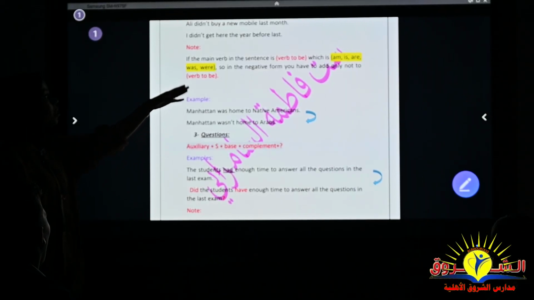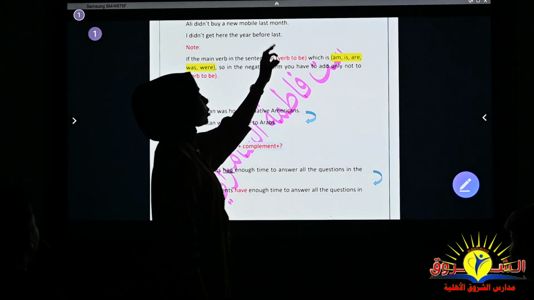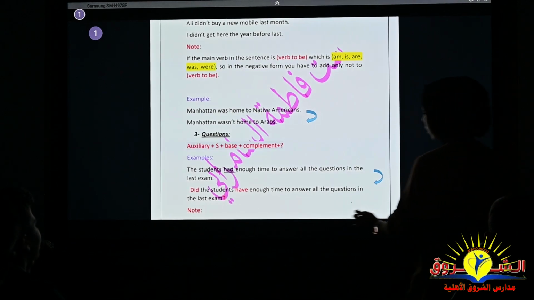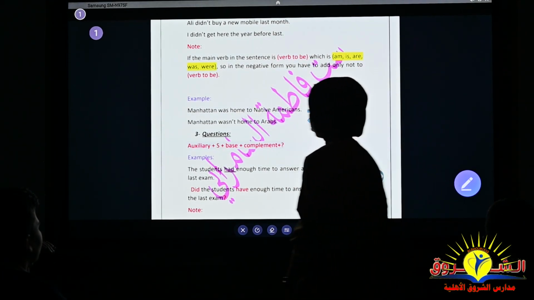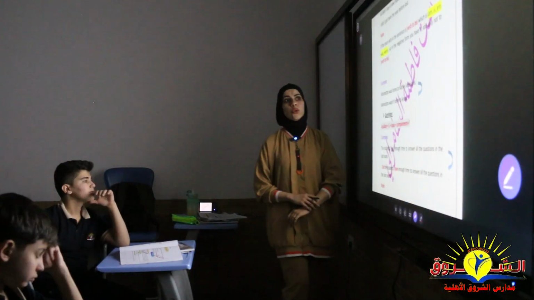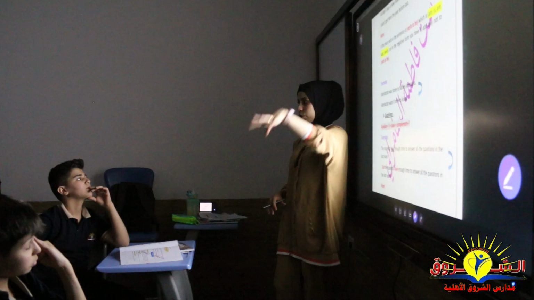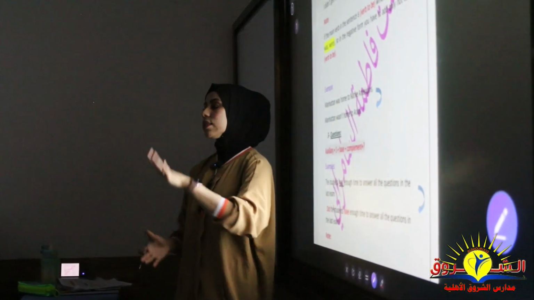We have a note here. If the main verb in the sentence is verb to be, as I told you, لما عندي الفعل الرئيسي بالجملة يكون verb to be, which is am, is, are, was, were, and if you want to make the sentence negative, just add not to verb to be without using didn't. Okay? اللي هي نفس القاعدة اللي شرحتها. من عندي verb to be بالجملة استخدم not، أضيف لها للفعل مباشرة بدون ما استخدم didn't.